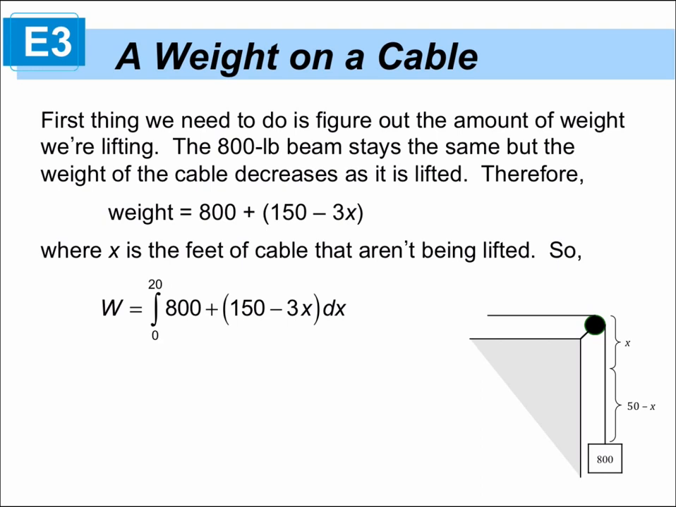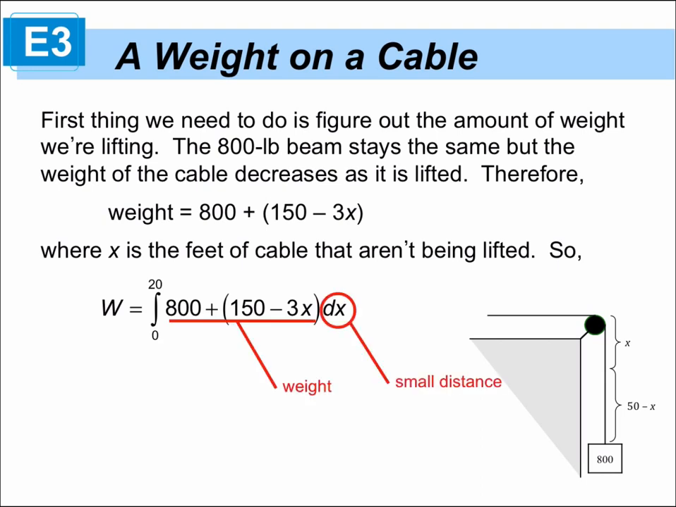And again, not a bad integral to solve, correct? Yeah, good. How would you solve that integral? 800 plus 150. Say again? Well, first you have to add 800 plus 150. And then integrate. What's the antiderivative of 950? 950x. And what's the antiderivative of negative 3x? 3 halves x raised to the second power. Good. Plug in 20, plug in 0.